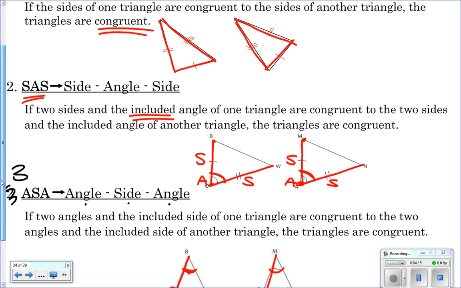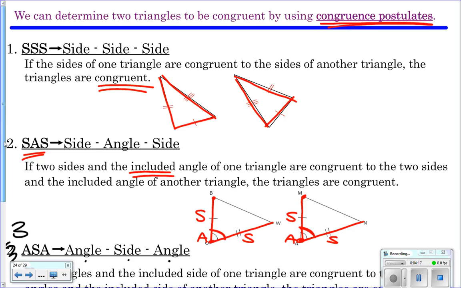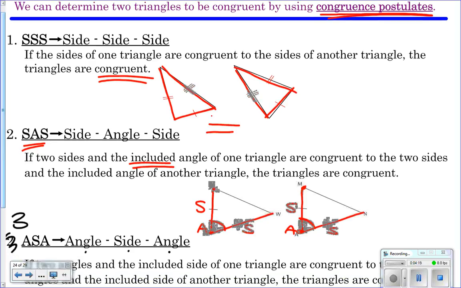Now, one thing that you may have noticed on the other page is this symbol here. That symbol literally means congruent. So we would say, basically, triangle ABC is congruent to triangle, let's say, DEF. That again means everything is equal.